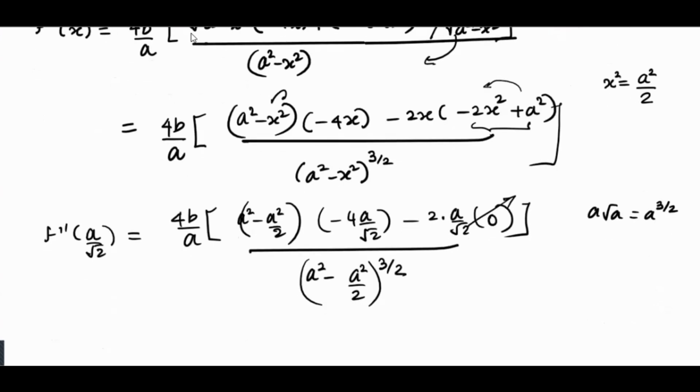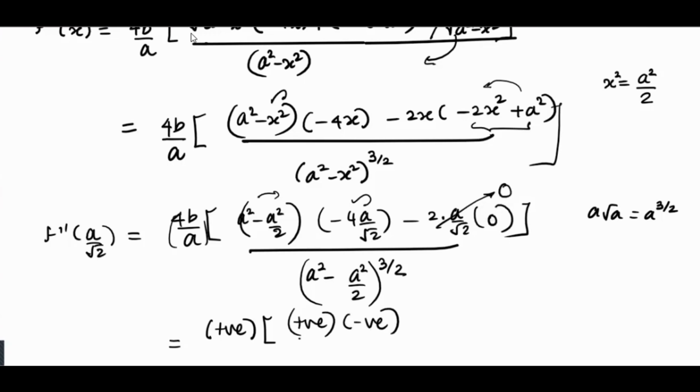You don't have to calculate it. We just have to check which terms are positive and which are negative. This term, 4b by a, is positive. A square minus a square by 2 is positive. This term is a negative term, and this term has to be zeroed. And the whole divided by a square minus a square by 2, power 3 by 2, is also positive. So we have positive into negative by positive, so the answer is overall negative.